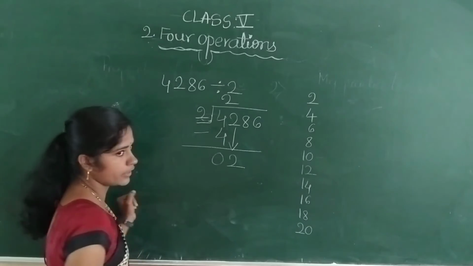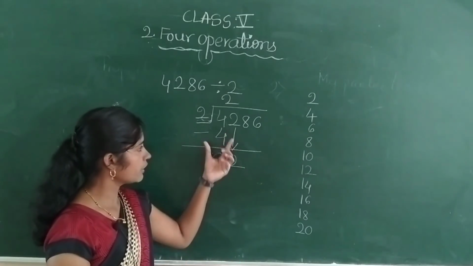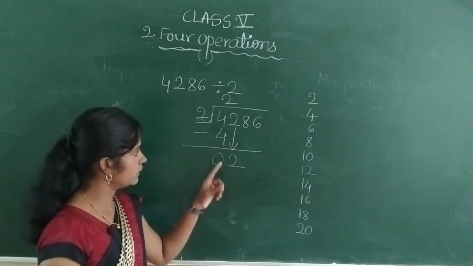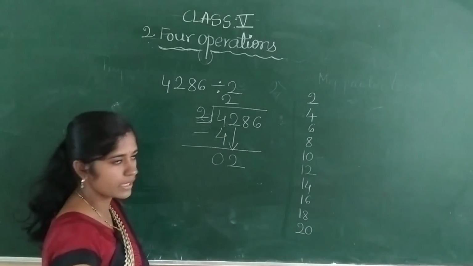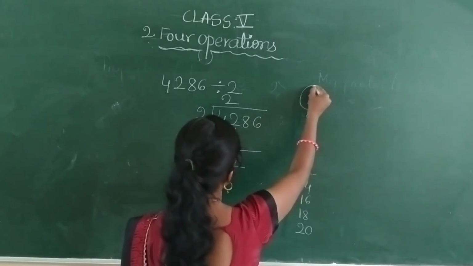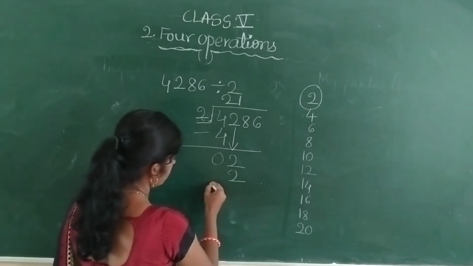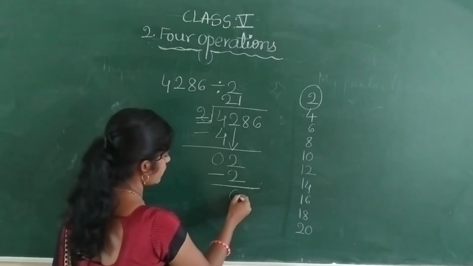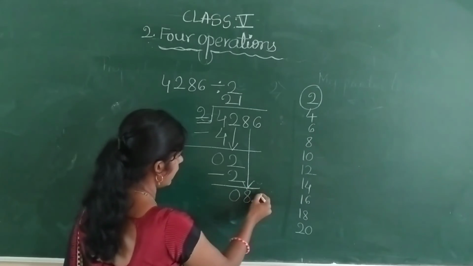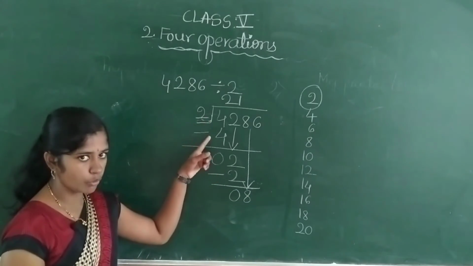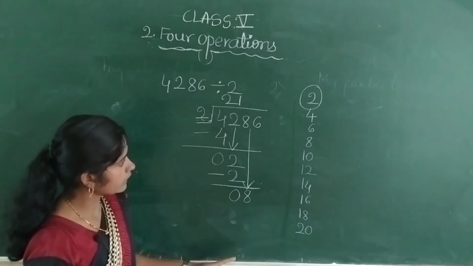See here, while taking down, don't take all the numbers together. You have to take one digit. So here again 2 is there. Then just see, in 2 ones the table 2 is there. 2 ones are 2. Okay. 2 minus 2 is 0. Again you need to take this 8 down. While taking, first I took 4, next 2, next 8.